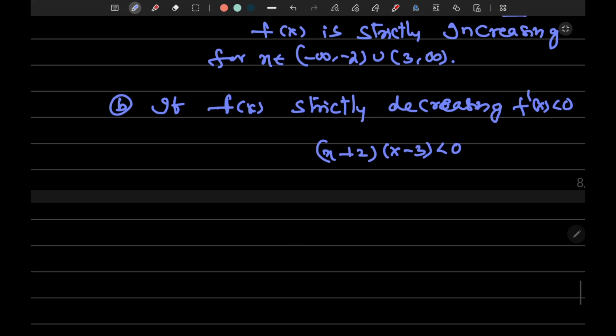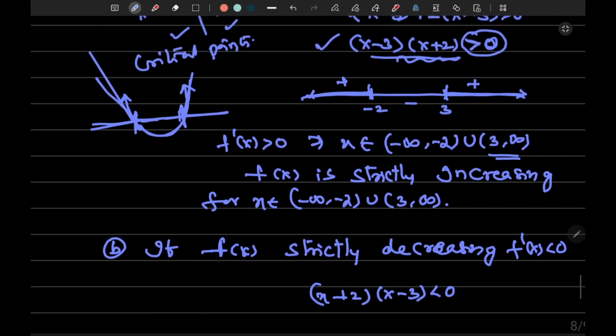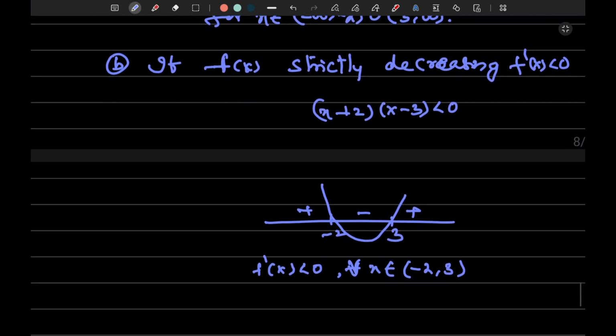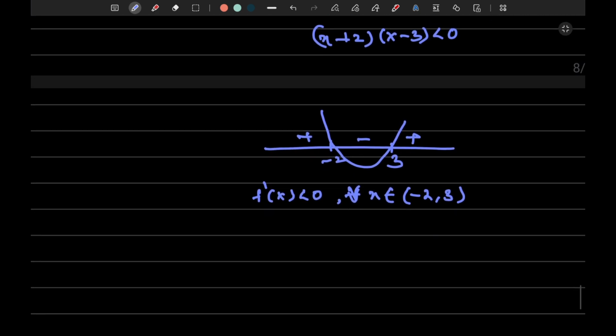So same thing. Here minus 2 and 3, so plus, minus, plus. Where is it negative? It is negative between minus 2 and 3. f dash of x is less than 0 for all x belonging to the open interval minus 2 to 3. Understood? Where is it negative? Between minus 2 and 3. f dash of x is less than 0, negative, for all x belonging to the open interval minus 2 to 3. f dash of x less than 0 means f of x is strictly decreasing.